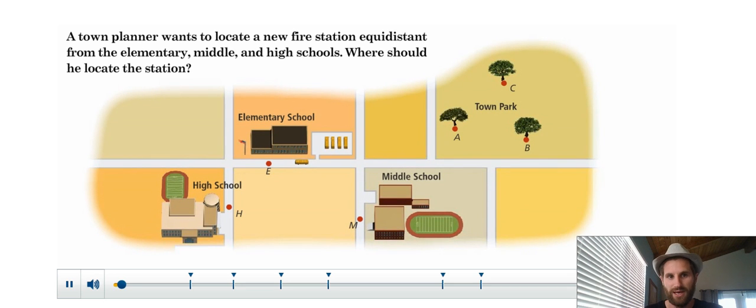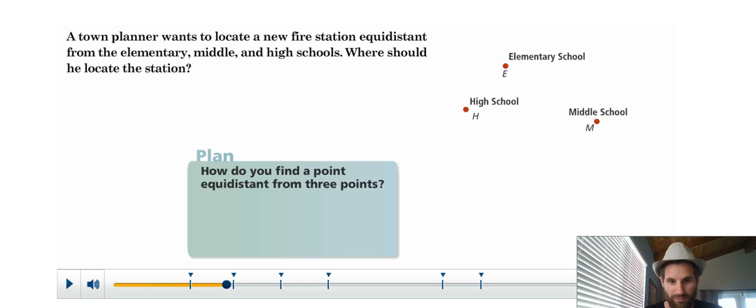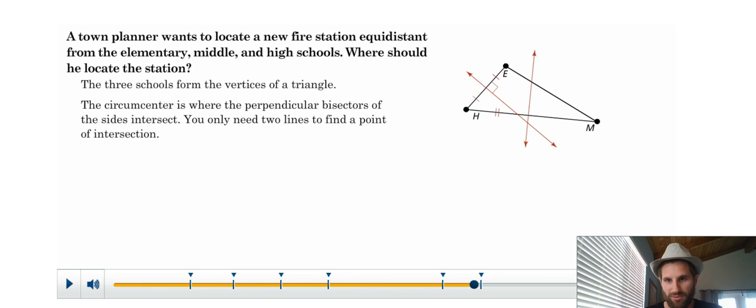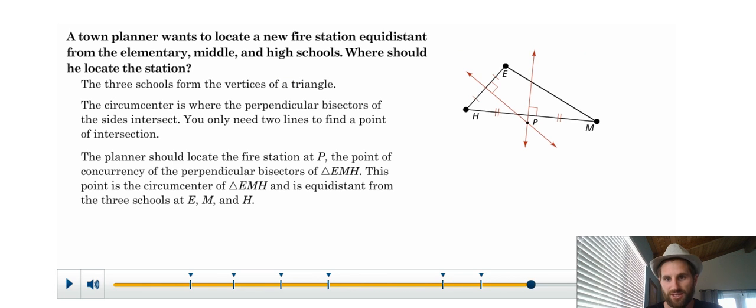I just want to show you this problem real quick. We don't have to actually write this down, so you don't have to write it down. Basically, they want to know where we can put a new fire station that would be equidistant to all these 3 places: the high school, the elementary school, and middle school. What we'd want to use is the circumcenter. So again, we're not going to do it, but here they go. They pull it out. Here's a triangle, perpendicular bisector. So that's where they'd want to locate it.